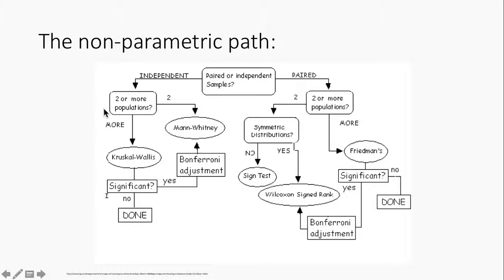So if we're going down the non-parametric path, are the samples paired, or are they independent samples? If they're independent, meaning there's no relationship between them, unlike pre and post measurements in the same group of individuals, you have to ask, how many groups do you have? Are they 2 or more? That may lead you to what they call a Kruskal-Wallis, or if you just have 2, maybe Mann-Whitney U, and then you can make some sort of corrections to the test for multiple groups.